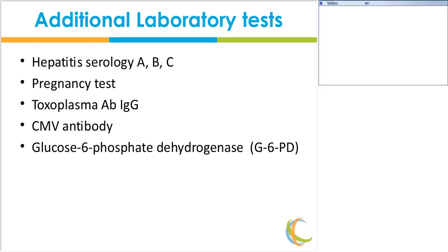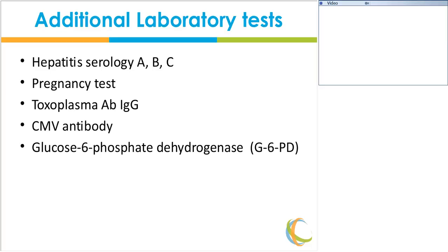Additional lab tests that will need to be ordered include hepatitis serology for hepatitis A, B, and C, a pregnancy test for all females, toxoplasma antibody IgG, the CMV antibody, and a glucose 6-phosphate dehydrogenase or G6PD. I'm going to talk a little bit more about hepatitis serology in the next slide or so.